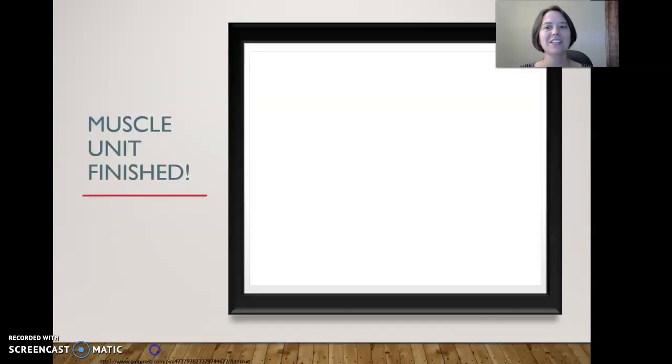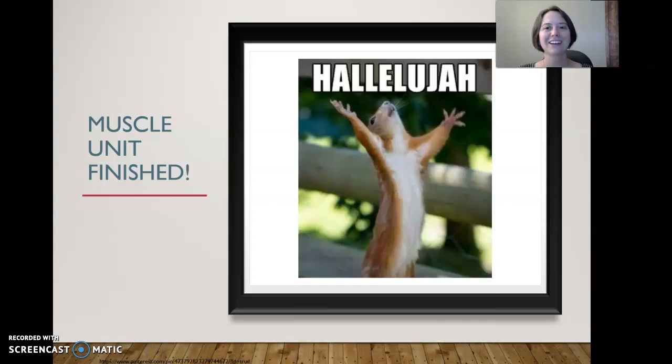So your muscle unit is finished. Whew, hallelujah. Good job, everybody.